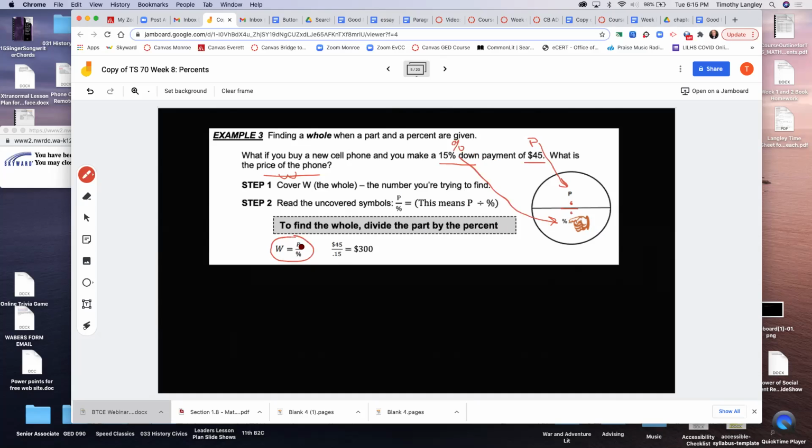This is the whole equals the part divided by the percent, which is $45 divided by 0.15, which is 300. So my whole is 300. It's a $300 phone. The price of the whole phone.